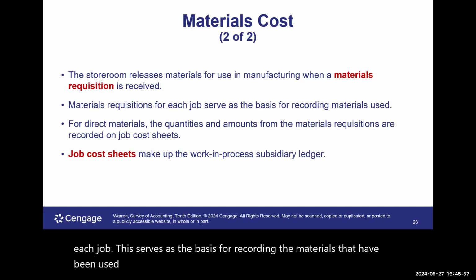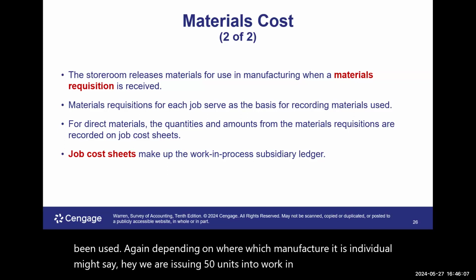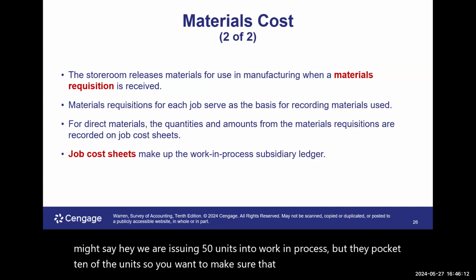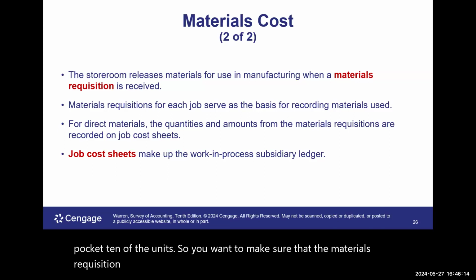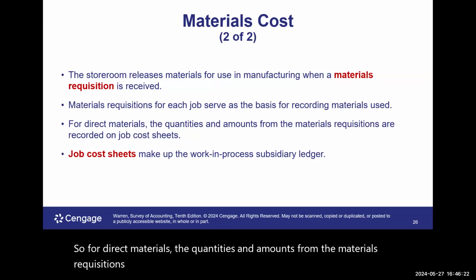Again, depending on which manufacturer it is, an individual might say, hey, we are issuing 50 units into work in process, but they pocket 10 of the units. So you want to make sure that the materials requisition ties to what is being reported on the job cost sheet. For direct materials, the quantities and amounts from the materials requisitions are recorded on the job cost sheet. And the job cost sheets make up the work in process subsidiary ledger.